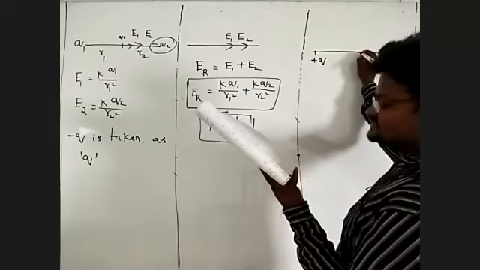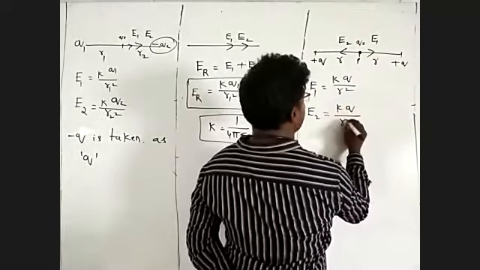Now this is a positive charge. This positive charge repels Q0 in this direction, that is E1. This is also a positive charge. It repels Q0 in this direction, that is E2. At this point we have to calculate the electric field due to the charge: E1 is equal to K into Q by R squared. Next, E2 is equal to K into Q by R squared, as the distance is R.